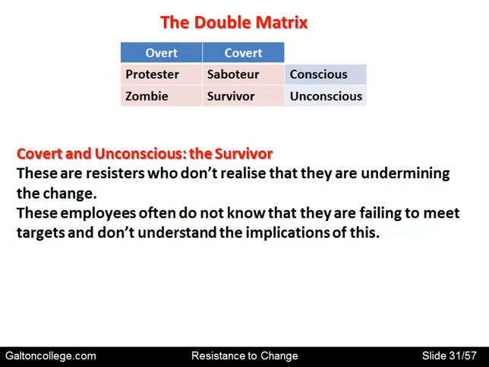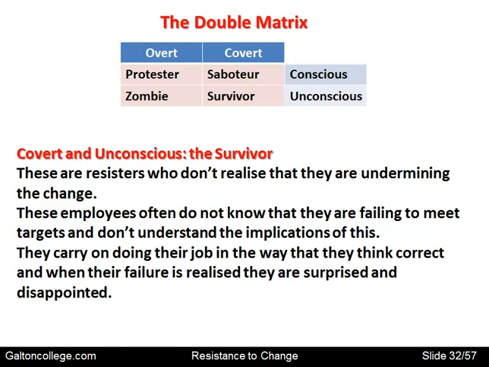They know what's required of them, but somehow they fall back into the old way of doing it, the way they worked. So they're resisting change by their behavior. They carry on doing their job in the way that they think is correct. And when their failure is realized, then they are surprised and disappointed. So they carry on doing it the way they were, and they're working to old practices.